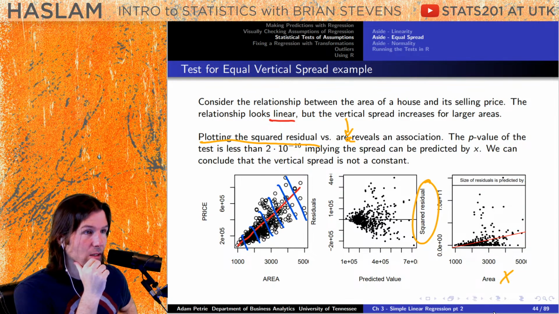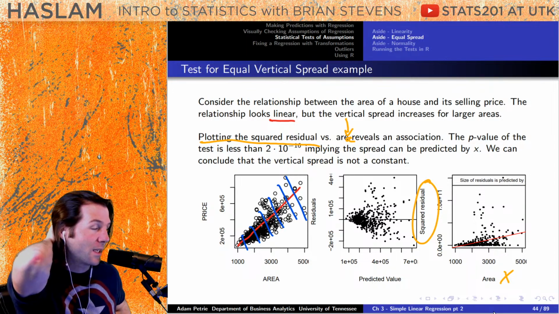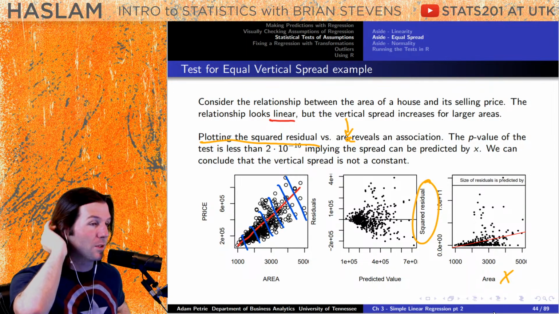The p-value of this test is this, implying that the spread can be predicted by X. We conclude that the vertical spread is not constant. So this is basically the fine details of how it's calculated. And don't worry, you won't have to know this.